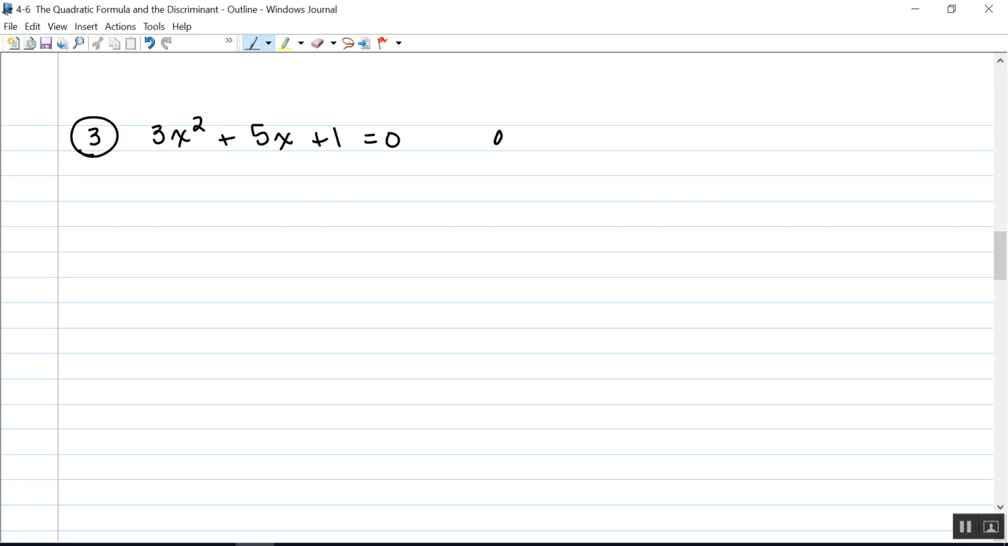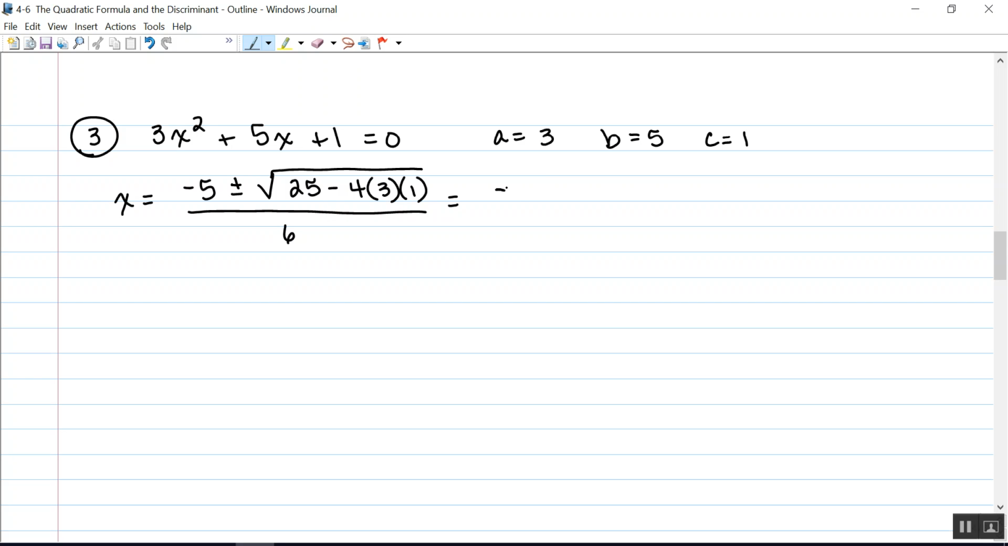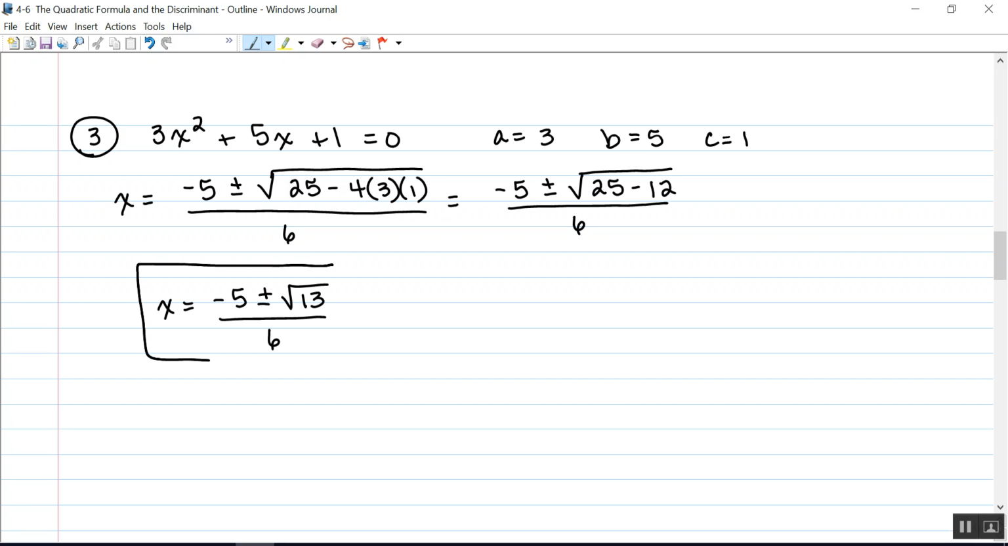Let's try this one. So a is 3, b is 5, c is 1, and x equals negative b plus or minus the square root of b squared minus 4 times a times c, all over 2a, or negative 5 plus or minus the square root of 25 minus 12 over 6, or x equals negative 5 plus or minus the square root of 13 over 6. And that's my final answer, because I can't simplify the square root of 13 any further. So this means that I'm going to have two irrational roots. Notice it's not going to be two nice numbers, because I can't figure out what the square root of 13 is exactly.